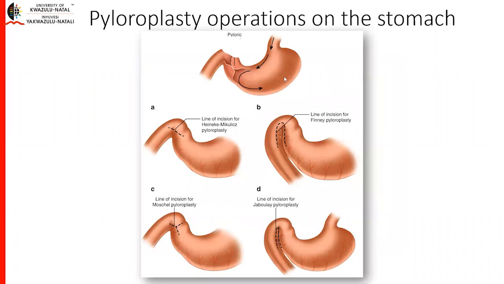Right, pyloroplasty, where there's narrowing of the pylorus, you can actually cut directly over the pylorus. There's different types. There's the Heineke-Mikulicz pyloroplasty, there's a Finney pyloroplasty, Moschel, and a Jaboulay pyloroplasty. Basically, you're cutting longitudinally and you're going to close it transversely so that you increase the diameter of the duodenum. Okay, if there's any questions, guys, please put up your hands.